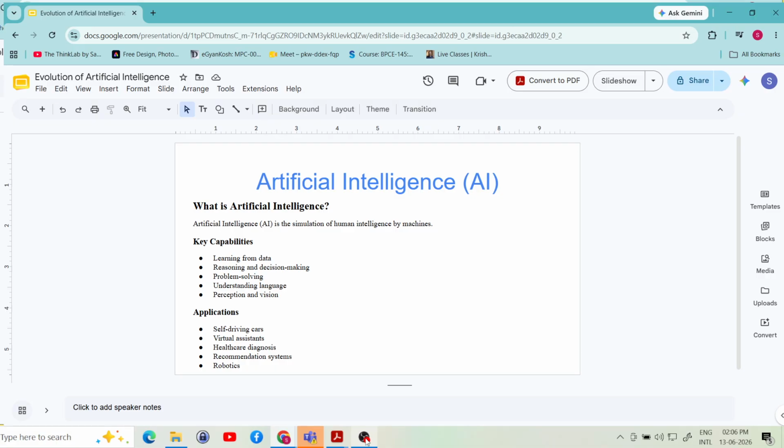So what is AI? AI is basically the simulation of human intelligence by machines. It has different capabilities like learning from data, reasoning and decision making, problem solving, and understanding different languages, that is natural language understanding and natural language processing, right? And they have perception and vision. There are different applications of AI like self-driving cars, virtual assistants, healthcare diagnosis, recommendation systems and robotics, right?